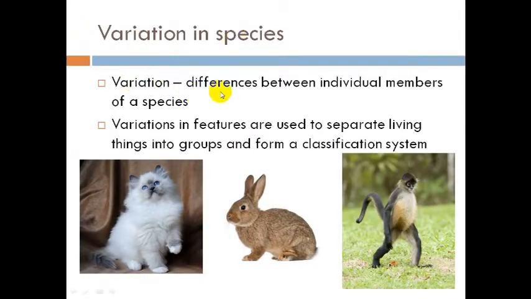Variation in species refers to the differences between individual members of a species. Variation in features is used to separate living things into groups and form a classification system. So we know that all of them are animals, all in the family of mammals. However, each individual has different features and characteristics which you can use to classify them into different groups: the group of cat, the group of rabbit, and the group of monkey.